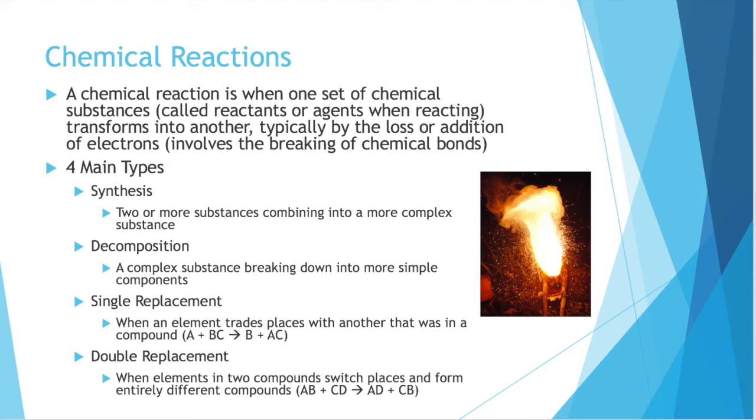This is when elements in two compounds, so not just an element and a compound, two different compounds, switch places and form entirely different compounds. So elements AB in a compound plus CD become AD plus CB. So we have two compounds in the beginning and two completely different compounds in the end.